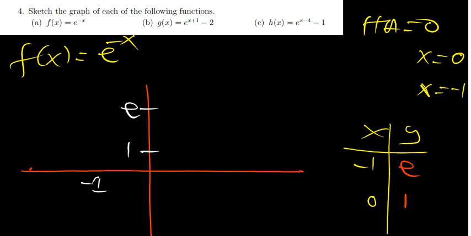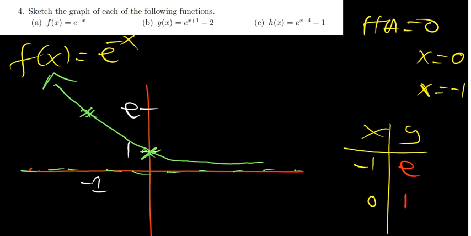So what we're going to do now from here is we'll start with negative 1 comma e. It is at this point. Negative 1 is here, e is here, so it is here. Then we have 0 comma 1, which is this point. Remember, the horizontal asymptote is 0, so it has to cut this line. So running away from this line, going there, that is going to be our graph in that case.